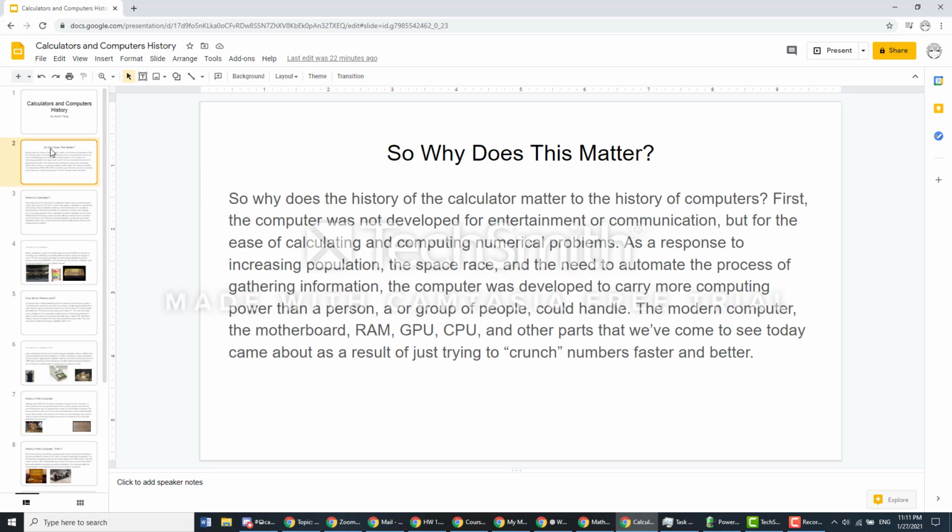Their history is intertwined, but yet different. The modern computer that we see today was just an aspect of trying to make numbers faster.